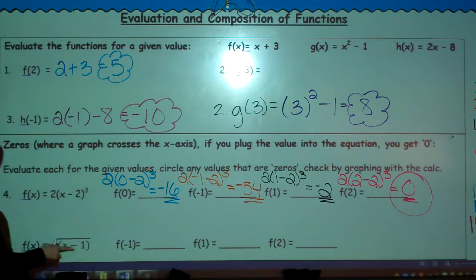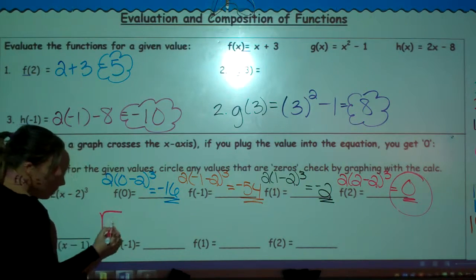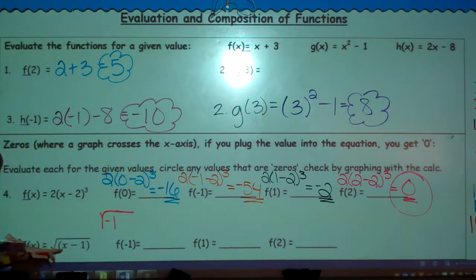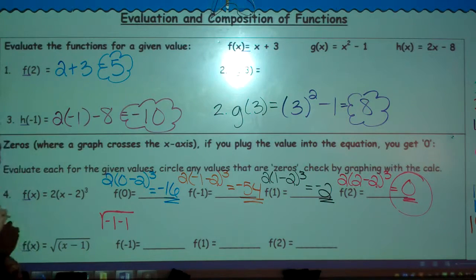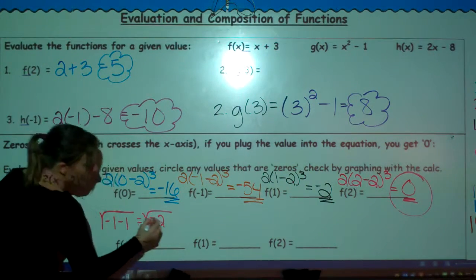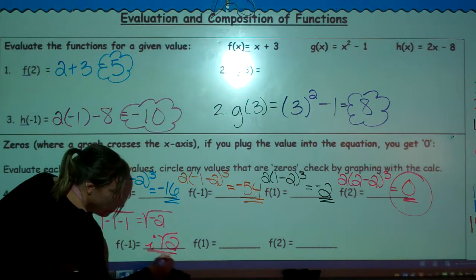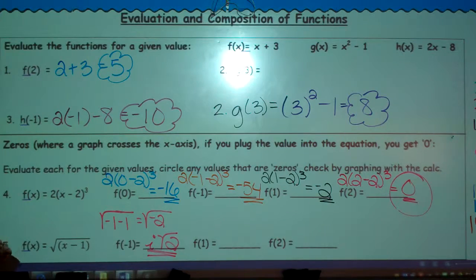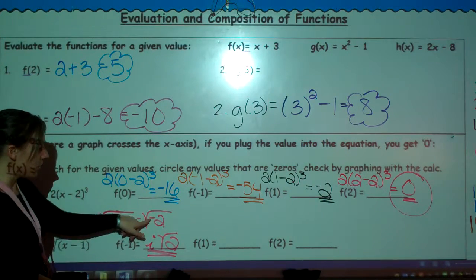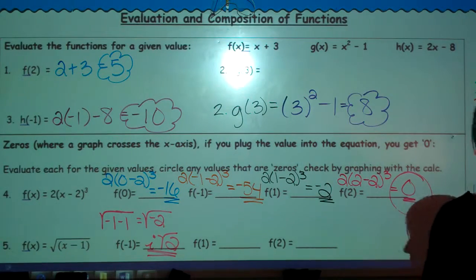So I put in a negative 1 right here. I get the square root of negative 1 minus 1. So that's the square root of negative 2, and we know that negative means i. So this answer is i root 2. Okay, so it just builds on stuff you already know. You know about i, but you can't square root 2, so you just leave it.